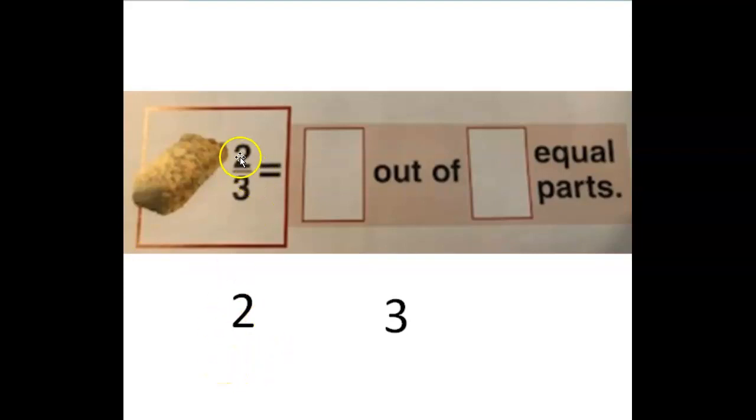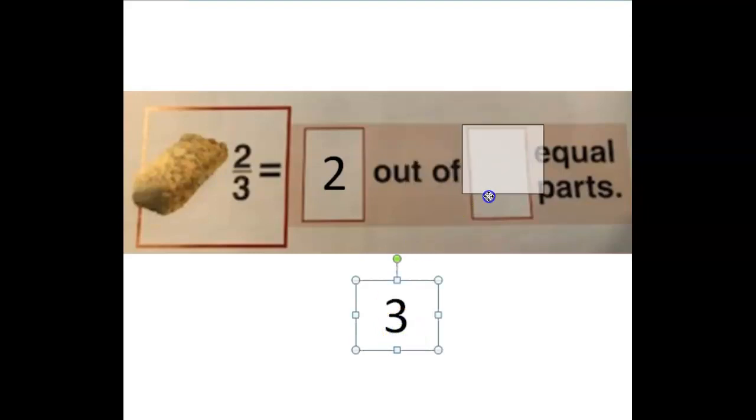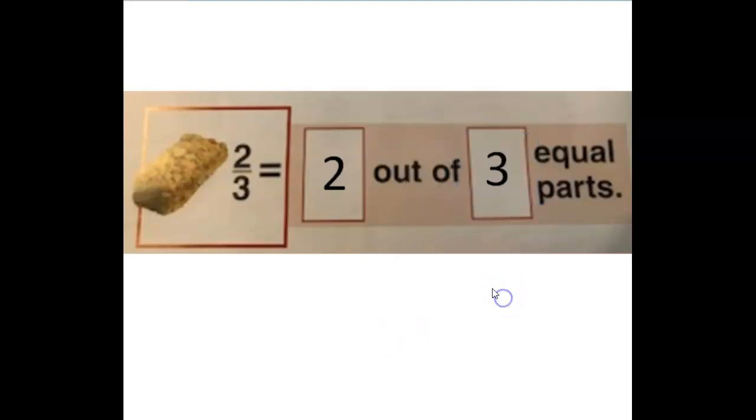We have 2 over 3, and that is the same as 2 out of 3 equal parts. You could either just look at it, read it along with me, pause the video and write it out, or just talk to someone about it.